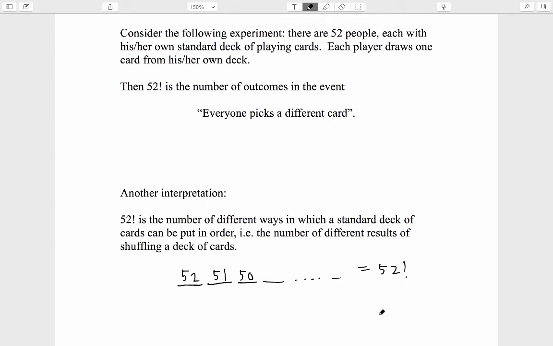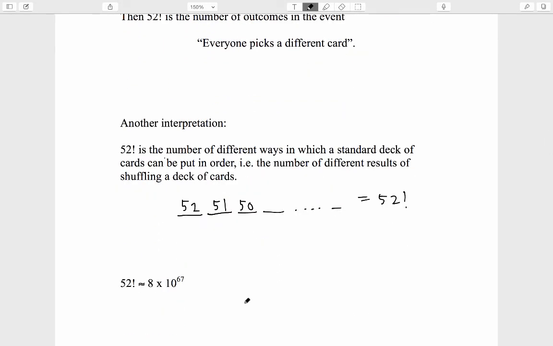How much is 52 factorial? It is vast. It is approximately 8 times 10 to the 67. That means write down an 8 and then 67 zeros after it. That is quite a large number of zeros. To put it in perspective, this is only slightly less than the estimated number of atoms in our galaxy.